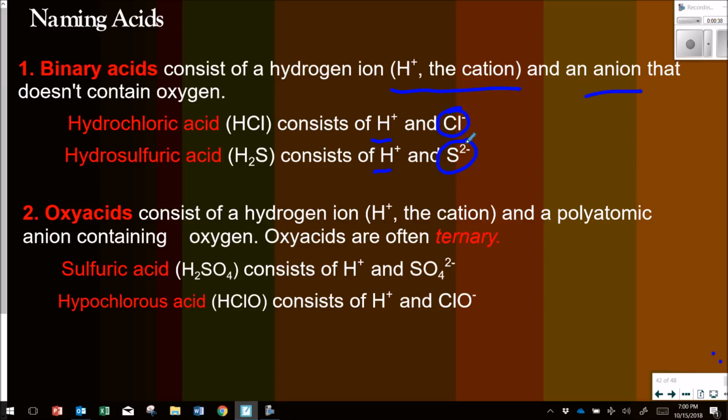Then we have oxyacids. They consist of a hydrogen ion and a polyatomic anion containing oxygen this time. Oxyacids are often ternary. So we have sulfuric acid, which is H plus, again with the polyatomic anion sulfate. And then another one would be hypochlorous acid, which would be H plus with the anion hypochlorite.